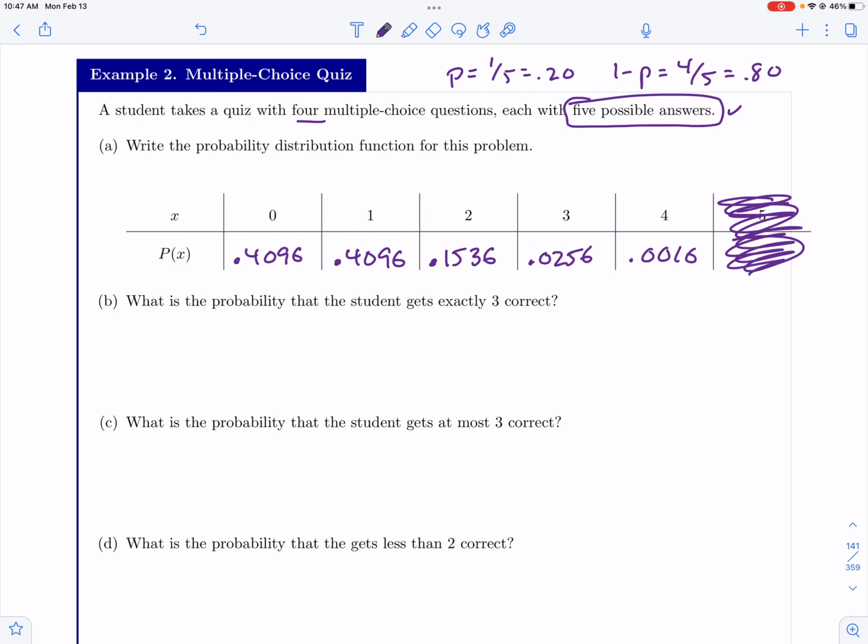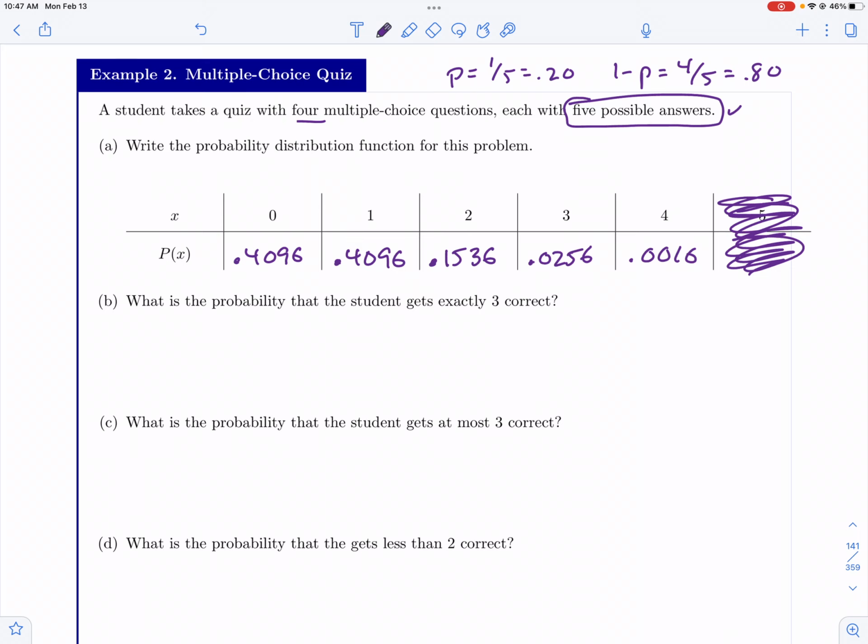And again, since we're dealing with probabilities here, and these are all the possible probabilities, if we added the probability of 0 plus 1 plus 2 plus 3 plus 4, that should give us 1 exactly. Because again, if we add up all of our probabilities, it should equal 1. All right, so now that we've got our probability distribution function filled out, now it's just like we would normally answer these questions.